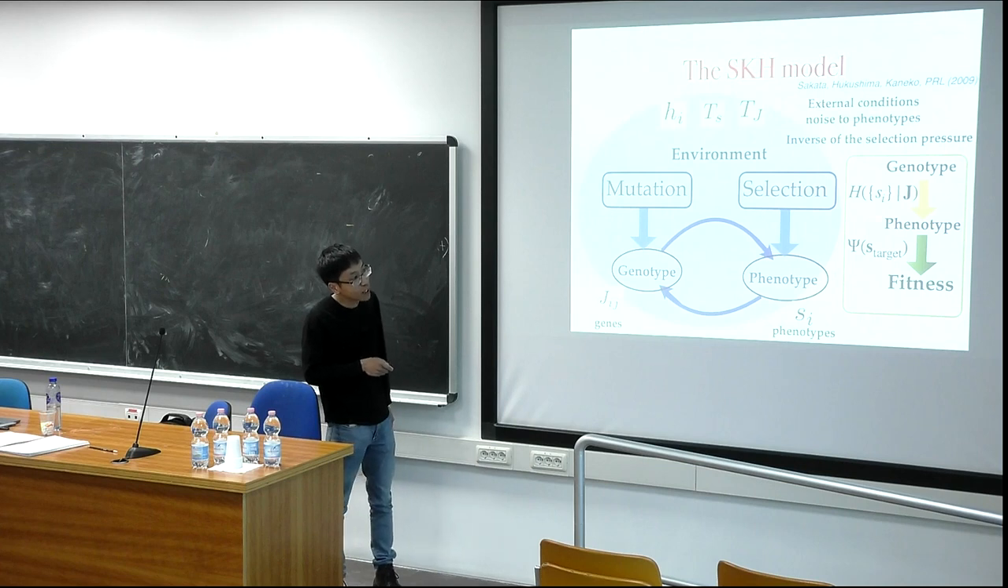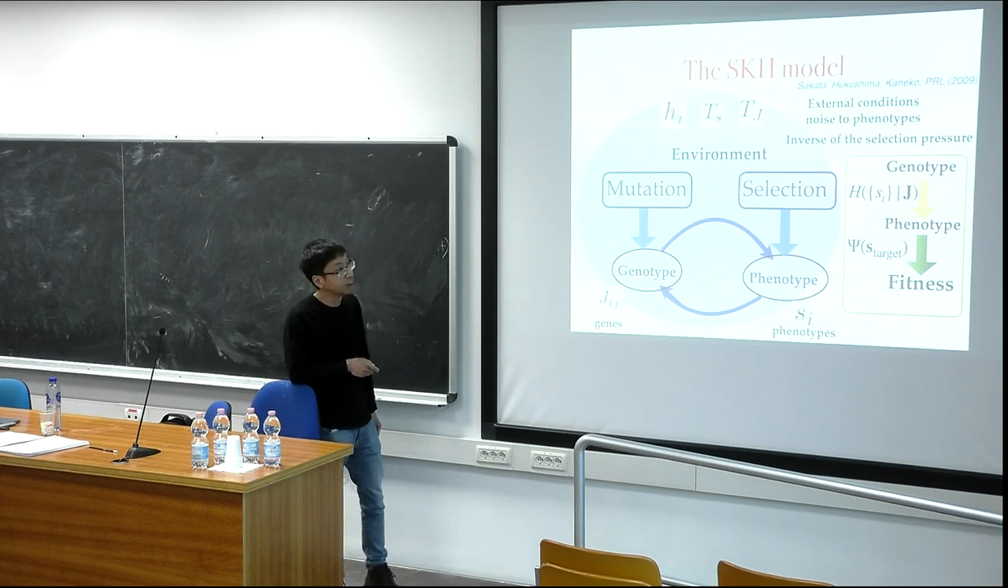So the first one is the one that's more or less clear from the previous slide: the phenotype to fitness. Because you have the division of the spins into two groups, the target and the non-target, based on the configuration of the target spins, you can define the fitness. So the fitness is a mapping from the spin configuration, the phenotype here, to the fitness. This is one function you need.